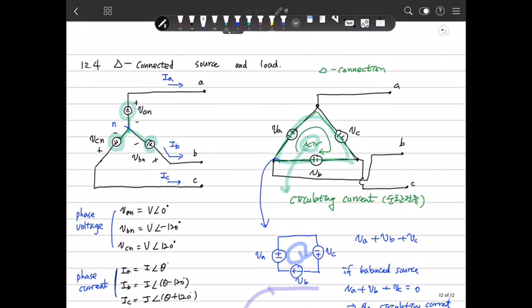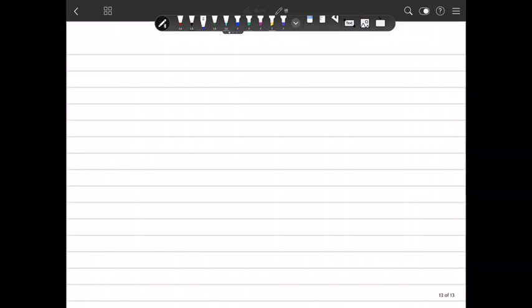Here we will discuss how to transform the delta to Y or Y to delta. Delta to Y or Y to delta transformation.